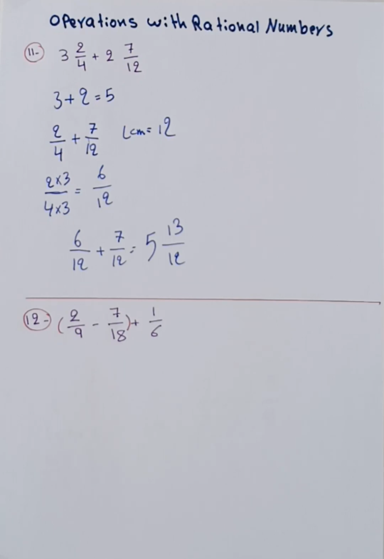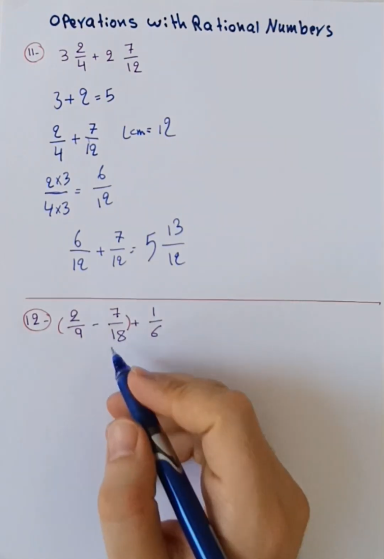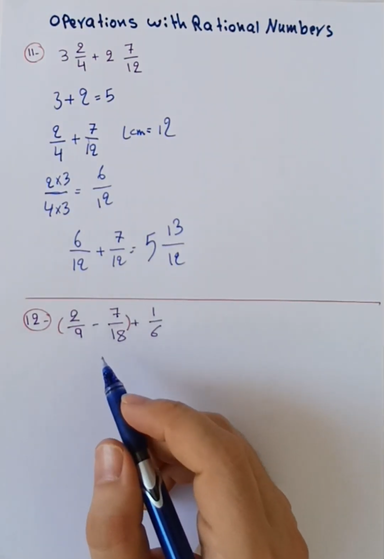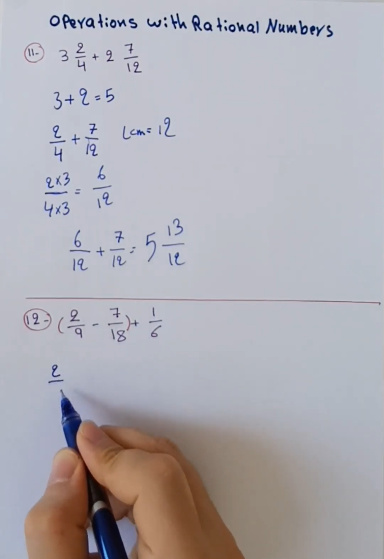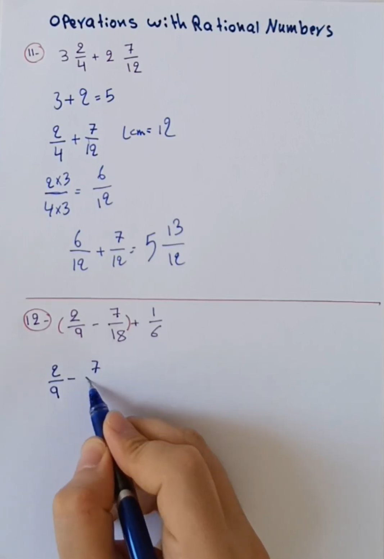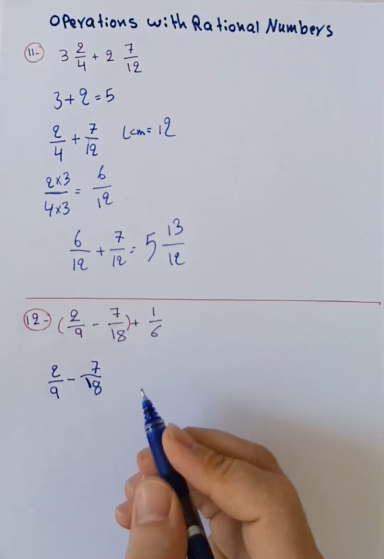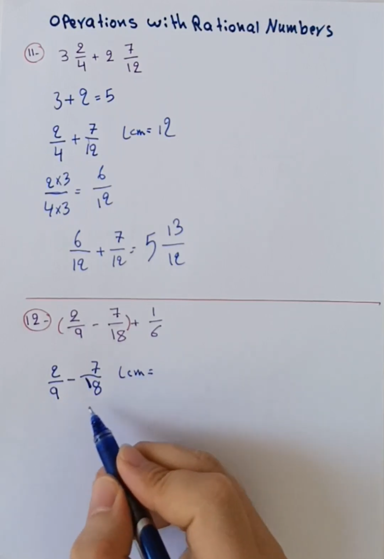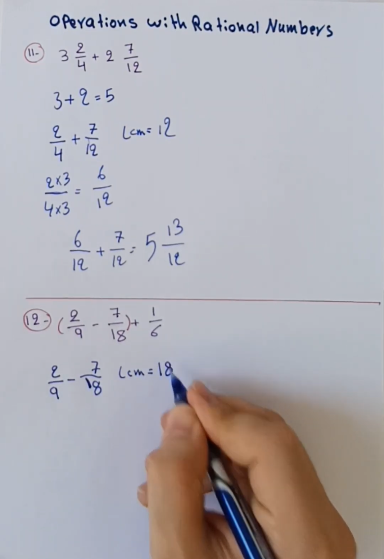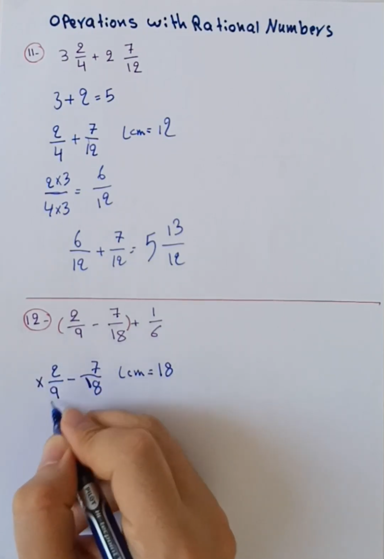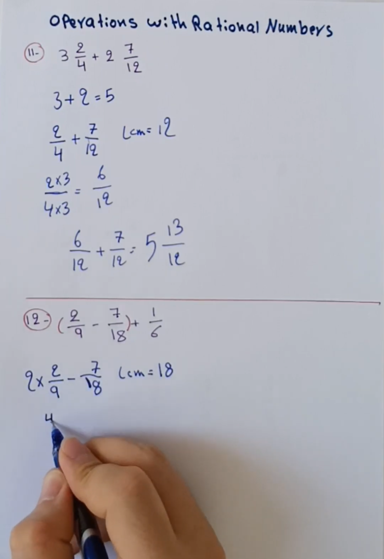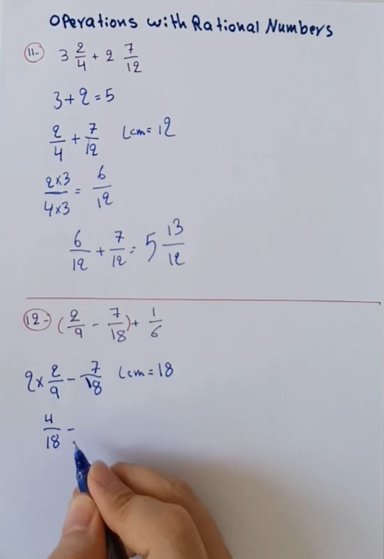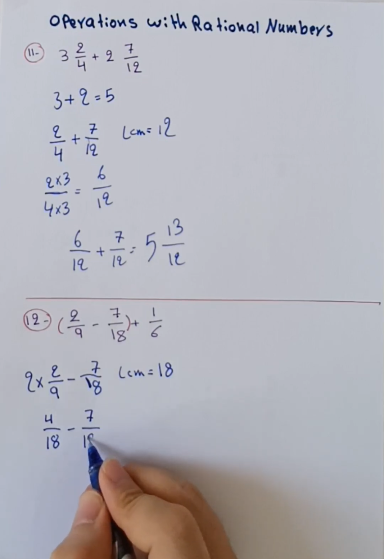We have 2 out of 9 minus 7 out of 18 plus 1 out of 6. First, we have to solve the operation inside the parentheses. So we have 2 out of 9 minus 7 out of 18. First, the least common multiple for 9 and 18 is 18. So you have to multiply this fraction by 2 to change this 9 to 18. 2 times 2 is 4, 2 times 9 is 18, minus 7 out of 18.